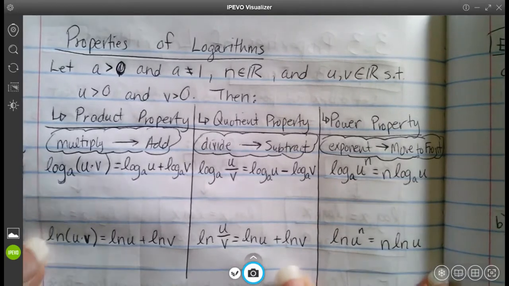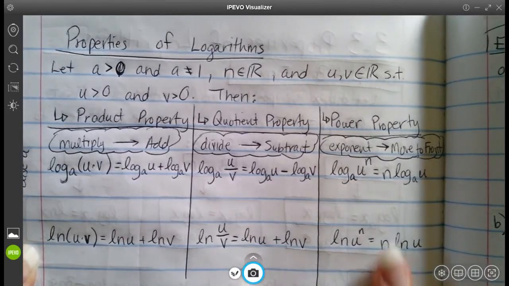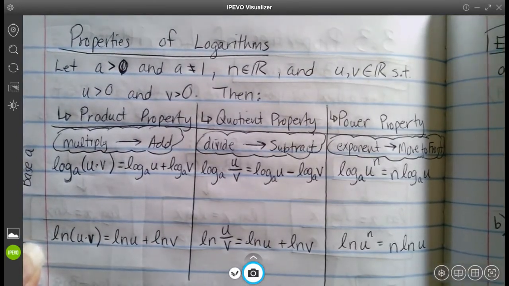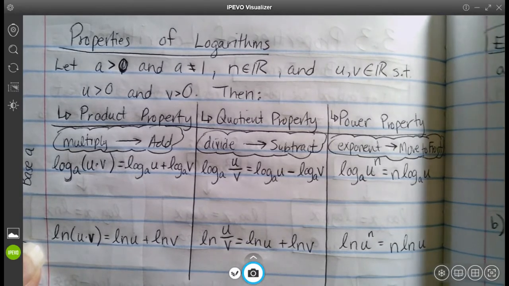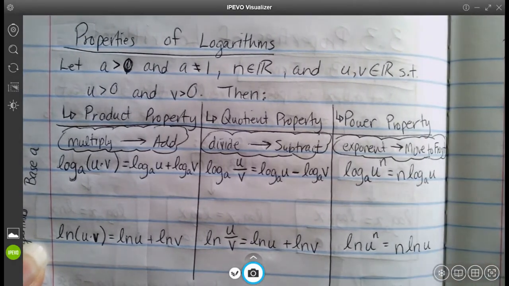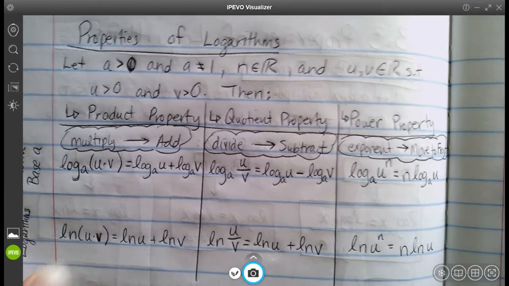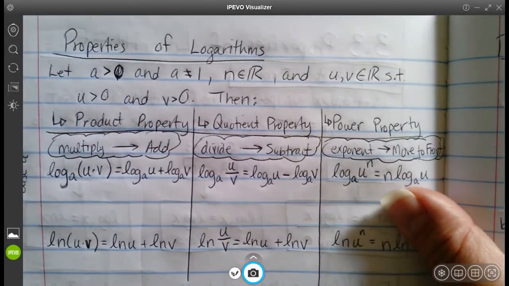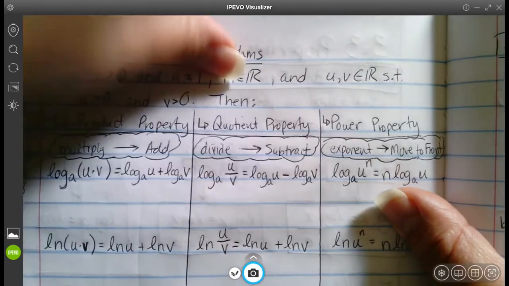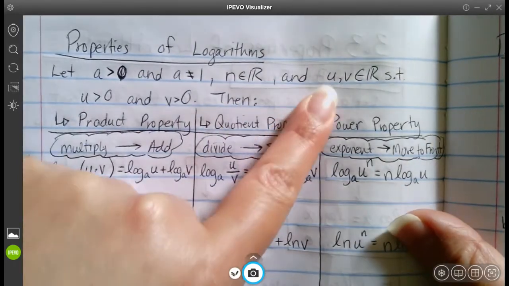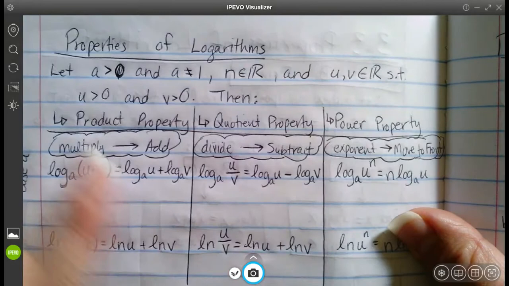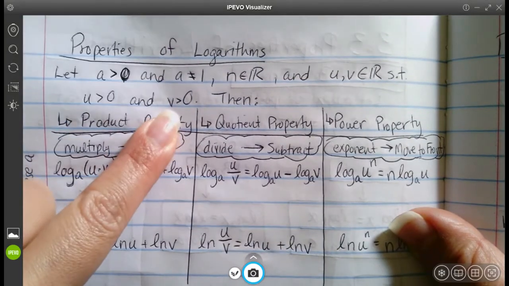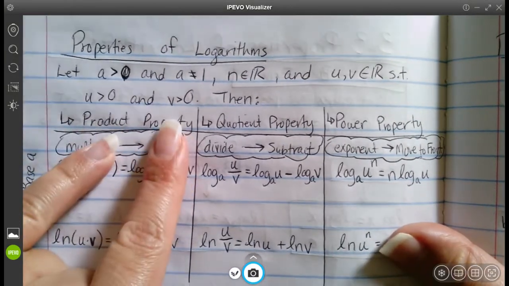We have a whole bunch of properties you're going to have to copy here. So I'm trying to get it to see everything here. Let me move this out of the way. Okay, so we have: let a be a positive number not equal to 1, n be a real number, and u, v also be real numbers such that u is greater than 0 and v is greater than 0. That just means that u and v are positive.